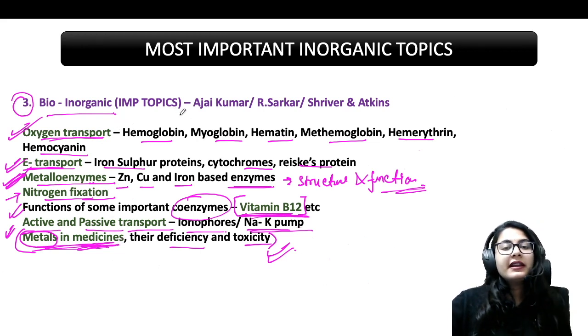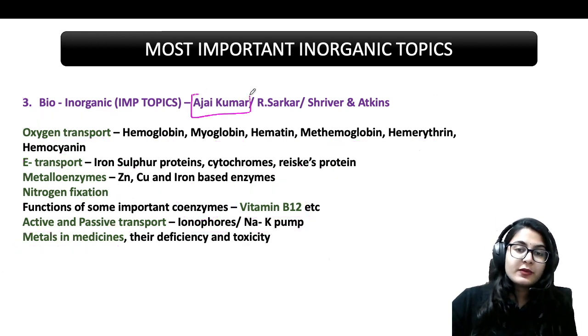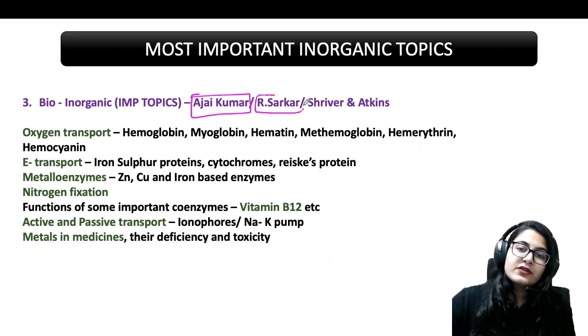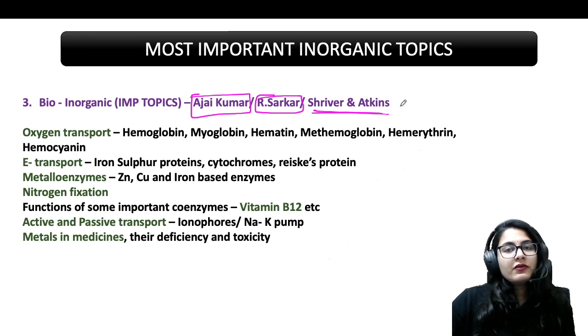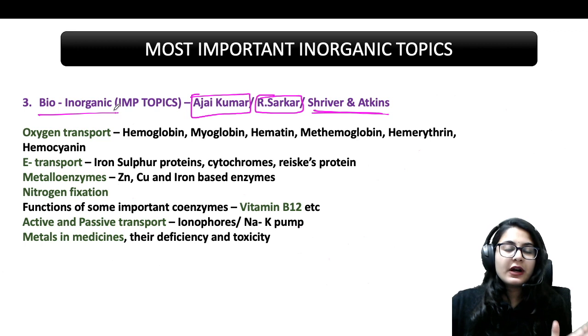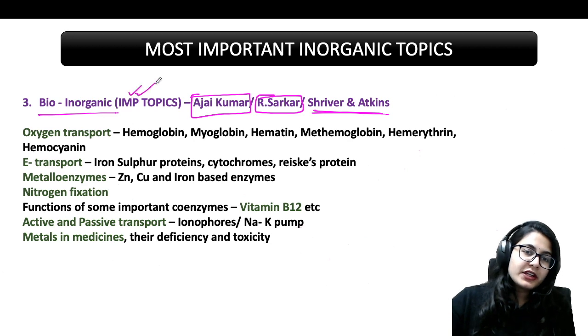ये सब कहाँ मिलेंगे आपको? You can directly get them either in the Ajay Kumar volume 2. There's one chapter. R Sarkar, there's one chapter. Shriver and Atkins, there's one chapter. So one chapter will be good enough for the bioinorganic that you are asked in CSIR. You don't have to take a separate book for that. Not important. Okay. सिर्फ important topics करो और PYQ solve करो.